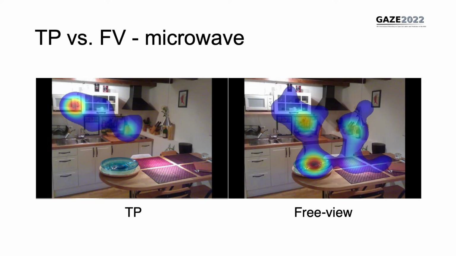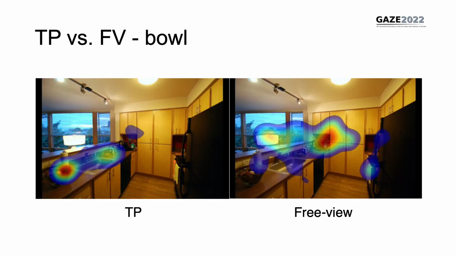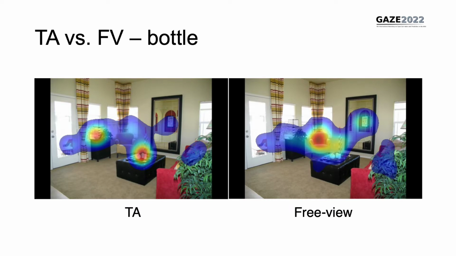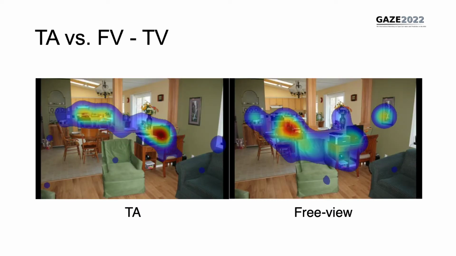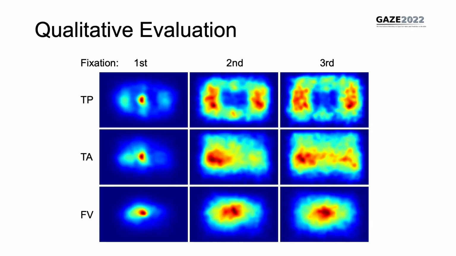Now let's see some examples of fixations for either TP, TA, or free viewing. So, having both search and free viewing fixations, now we can compare their fixation density maps side by side and fixation by fixation. This is a grid of the comparisons.